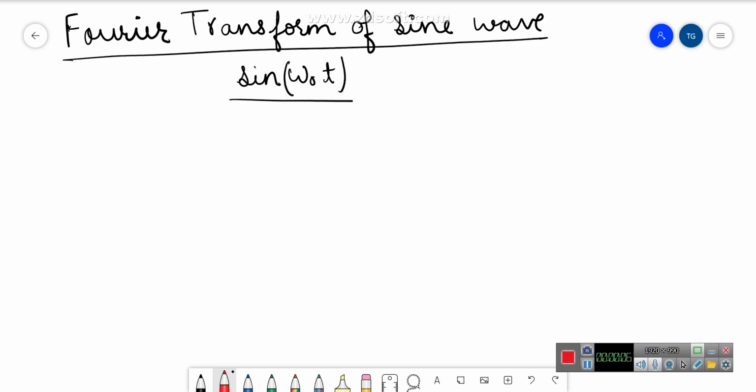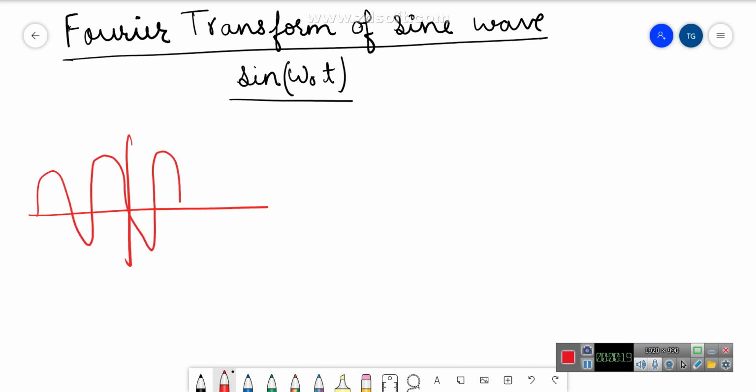In this video, we will find out the Fourier transform of sine wave. So we know how a sine wave looks like. So it looks like this. So here it is like this. So this is sine omega naught t.